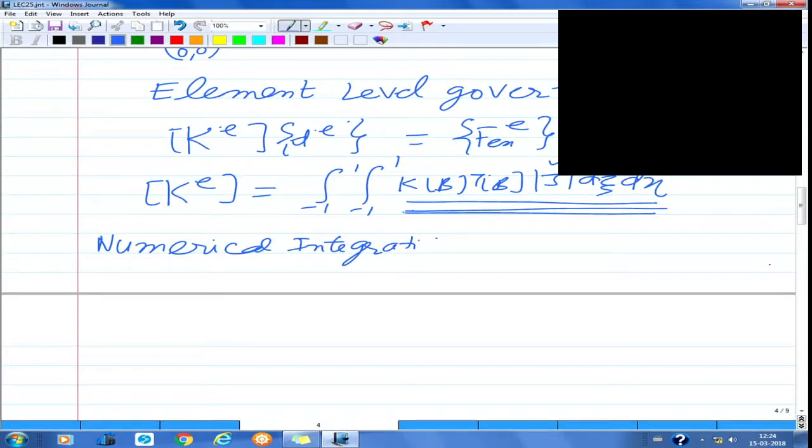But if you use simpler integration rules, then the number of calculations might be larger. So what is commonly used as a numerical integration technique here is Gauss quadrature numerical integration. With a minimum number of computations you are able to evaluate these integrals accurately. So that is why we use that. So numerical integration is what we are going to talk about, and I am going to concentrate on this Gauss quadrature numerical integration.